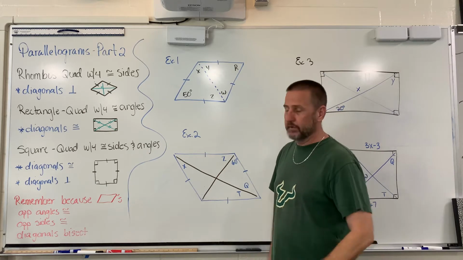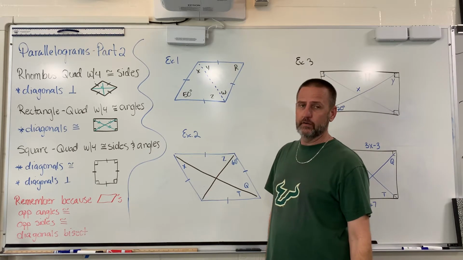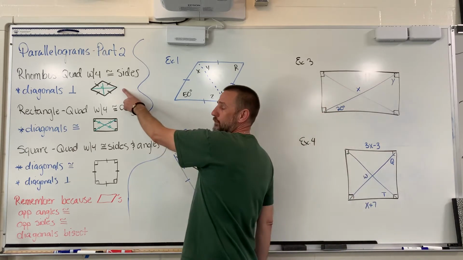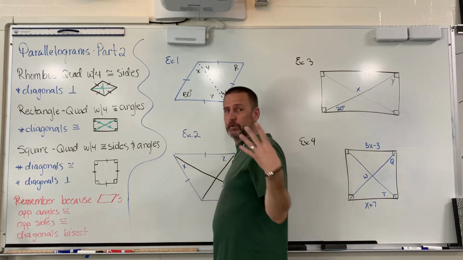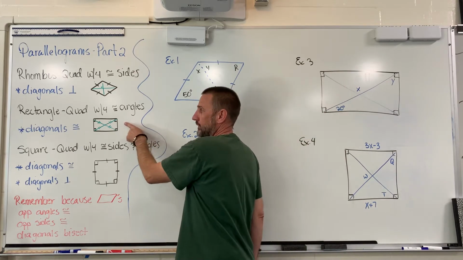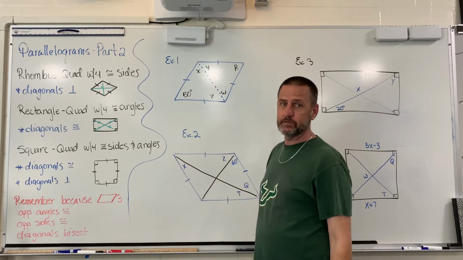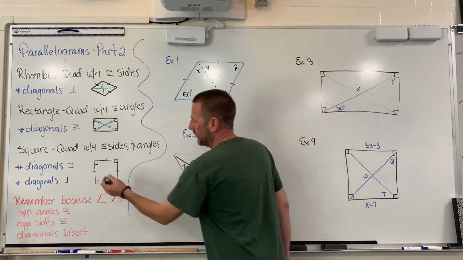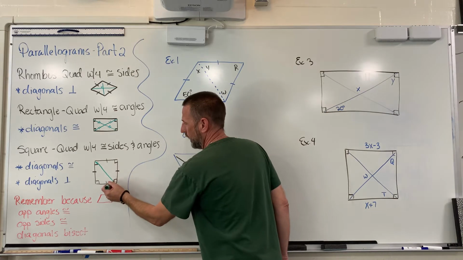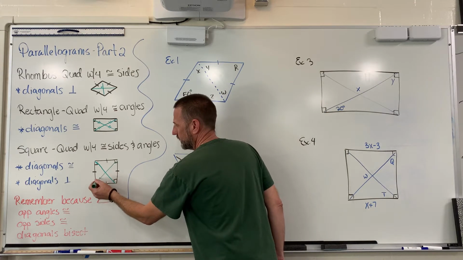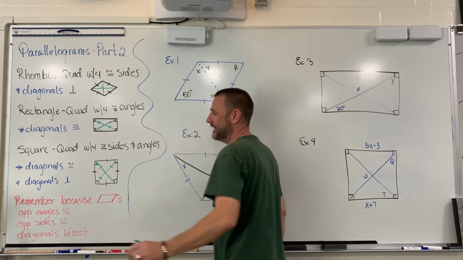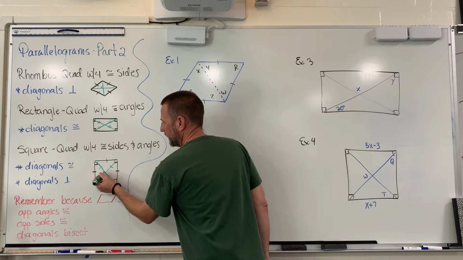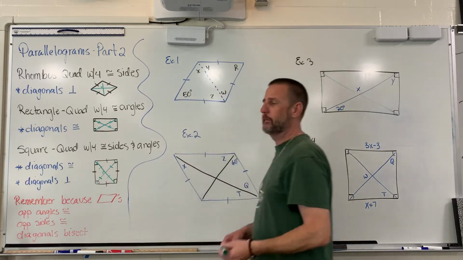Now, the last one that we're going to go over in the parallelogram group is a square. A square has all the characteristics of a rhombus because it has 4 congruent sides, and all the characteristics of a rectangle because it has 4 right angles and 4 congruent angles. So when it comes to the diagonals here, we know that 2 things are going to happen. First off, they are going to be congruent in length. And second, all the diagonals are going to be right angles. They're all going to be perpendicular. So we're going to end up with right angles there.